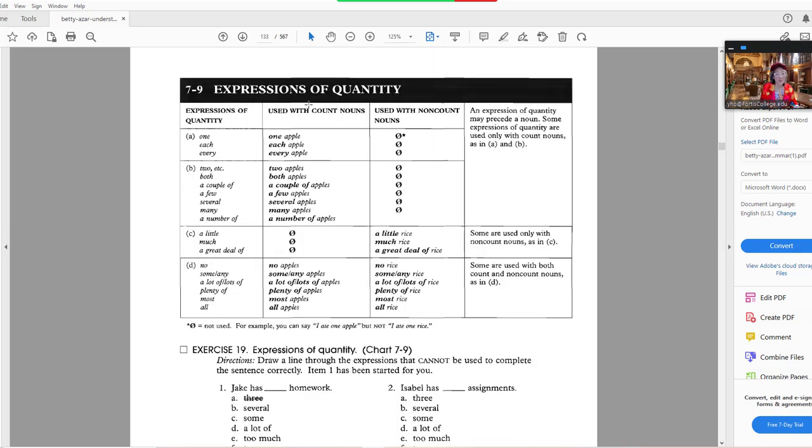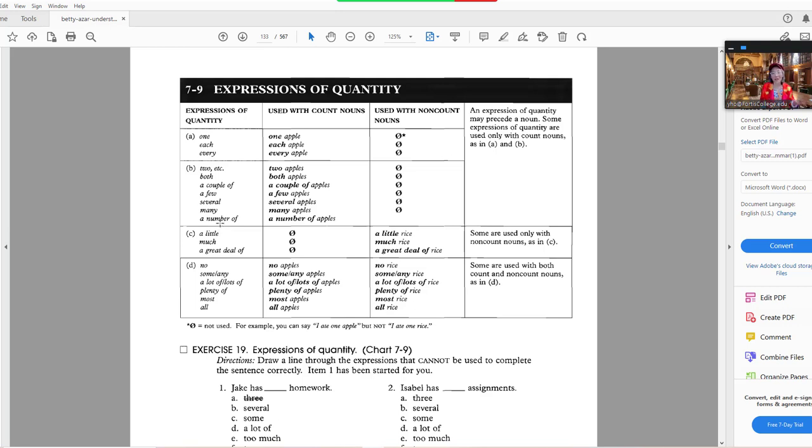All right, expressions of quantity. An expression of quantity may precede a noun. Some expressions of quantity are used only with count nouns, and some are only used with non-count nouns. And some are used with both count and non-count nouns. So for countable nouns, I could say 1 apple, 2 apples, 3 apples, 4 apples. Each apple, so 1, each, and every are used with count nouns. 2, both, a couple of, a few, several, many, and that's why I was right, a number of apples.